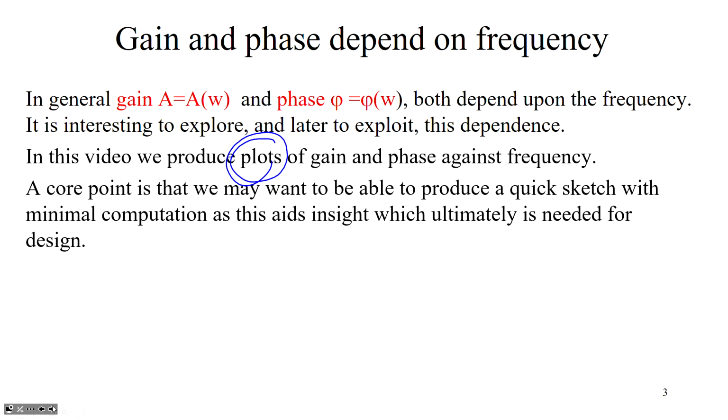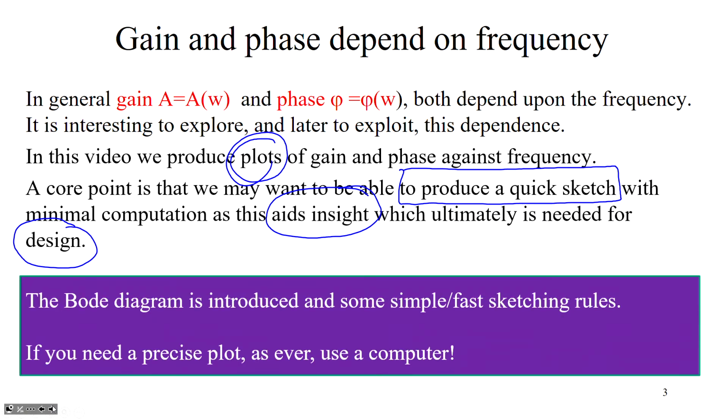Now, a core point is we want to be able to produce a quick sketch. We want to do it by hand in 10-20 seconds if possible and with minimal computation, as the ability to do this aids our insight as an engineer. It allows us to understand what's going on, and it's that insight which is needed for design. Therefore, we're going to introduce this thing called the Bode diagram, and we're going to give you some simple or fast sketching rules for getting a Bode diagram. And you'll notice what I've put at the bottom as ever, and this is really important. If you need a precise plot, use a computer.